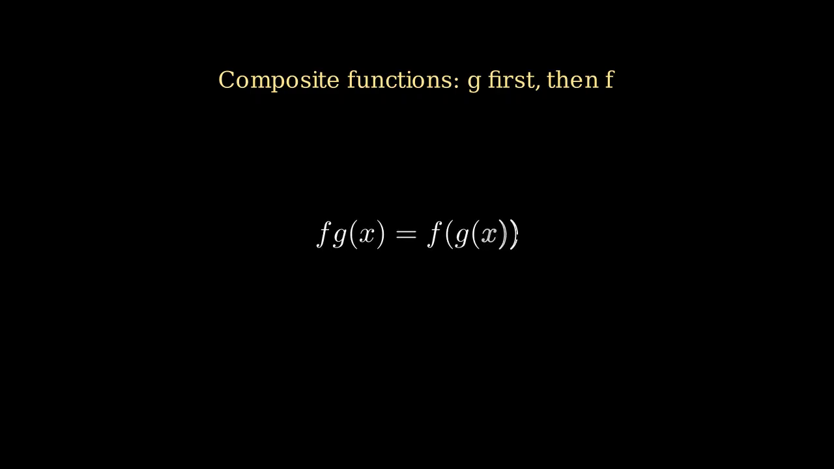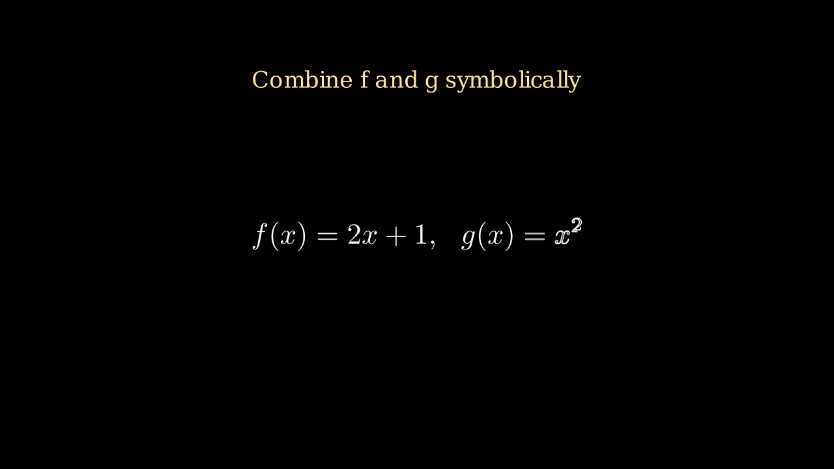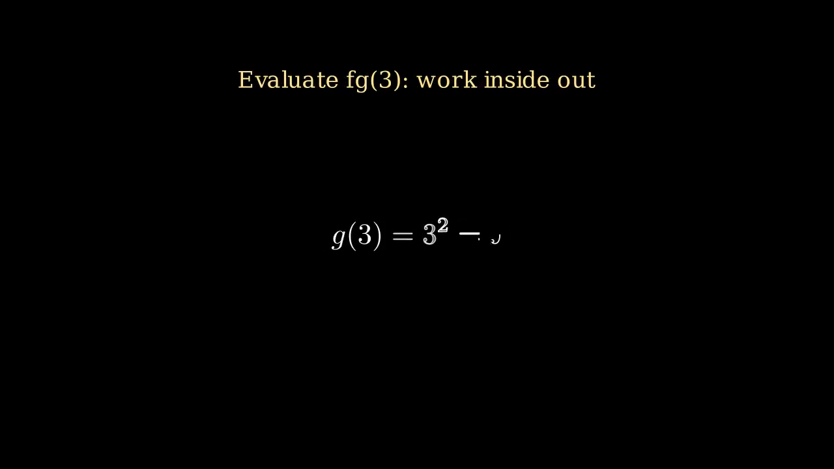Now, composite functions. fg(x) means apply g first, then apply f to the result, so you work from the inside outwards. Let f(x) = 2x + 1, and let g(x) = x². Then fg(x) = f(g(x)), which is 2x² + 1. To evaluate fg(3), first find g(3), which is 3² = 9. Then apply f to that result. f(9) = 2 × 9 + 1, which equals 19.